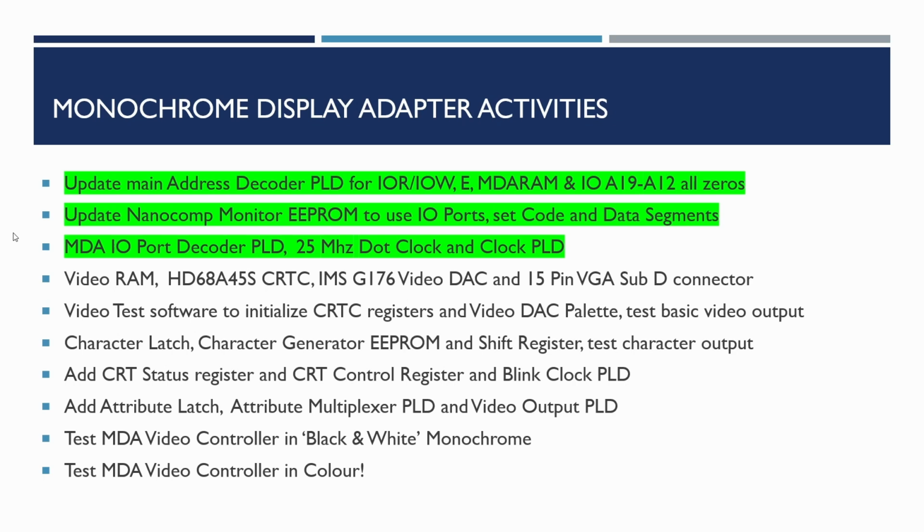So in the next video I'm going to test that these bits are working, and then we're going to install the video RAM, cathode ray tube controller, digital analog converter, and the 15-pin VGA sub-miniature D connector, and that should allow us to do enough software to be able to test the initialization of the CRTC and the video DAC and get some basic video output. Just some sort of broad bands of different color should be possible with that.